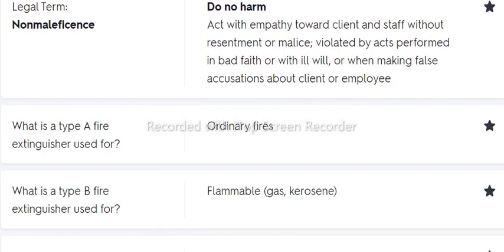Legal term, non-maleficence. Do no harm, act with empathy toward client and staff without resentment or malice. Violated by acts performed in bad faith or with ill will, or when making false accusations about client or employee.